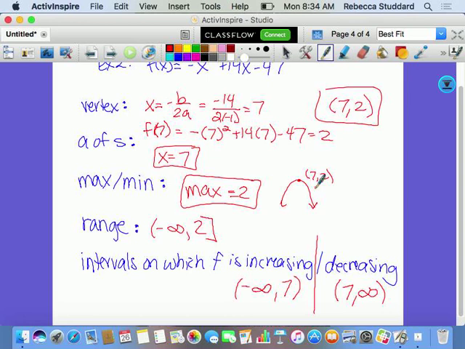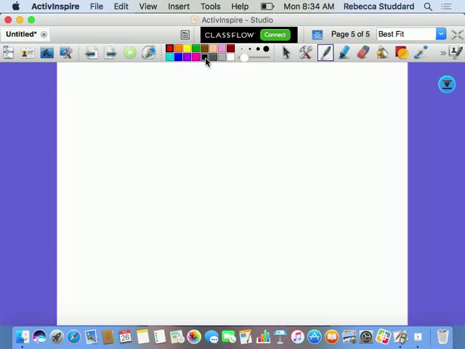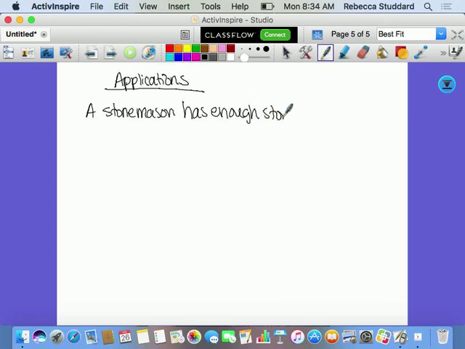All right, last thing, we have a word problem. So, application. A stonemason has enough stones to enclose. Hey, people on the video, I'm gonna pause y'all.